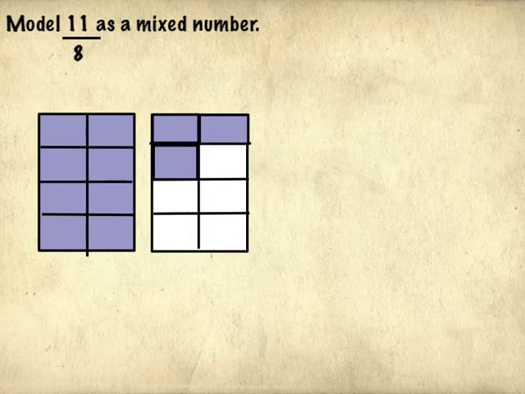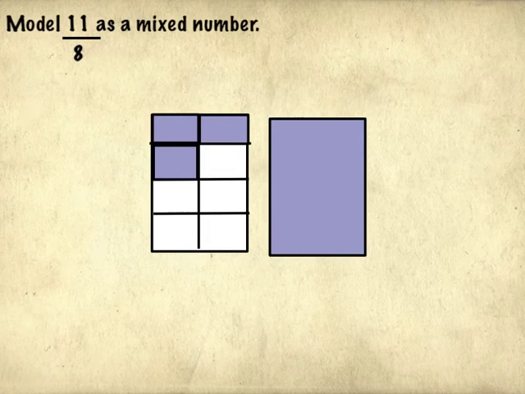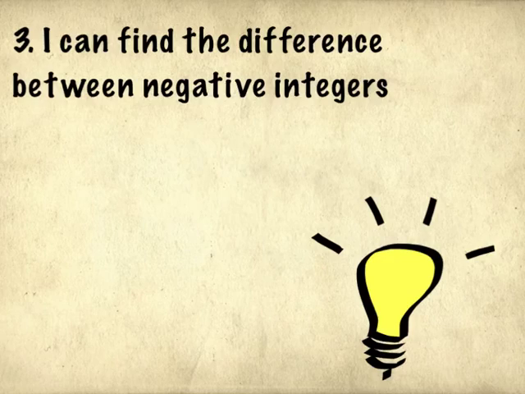So here's your answer. 8 tells me that there's 8 pieces in the whole, let's say it's a chocolate bar, and 11 of them are colored in. So that's 1, 2, 3, 4, 5, 6, 7, 8. And 1, 2, 3 extras colored in. If I take out my pieces, then I will have 1 3/8, and that is the mixed number. 1 whole is colored in, and 1, 2, 3/8 are left over.